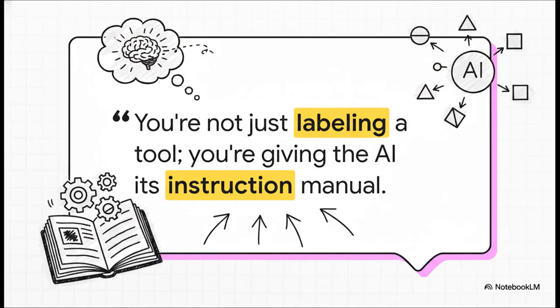And this quote right here, it sums up the whole idea perfectly. That tiny bit of text is like a mini instruction manual for that specific tool. It gives the AI the context it needs, it defines the tool's purpose, and it guides the model's logic so it can choose the right tool for the right job every single time.